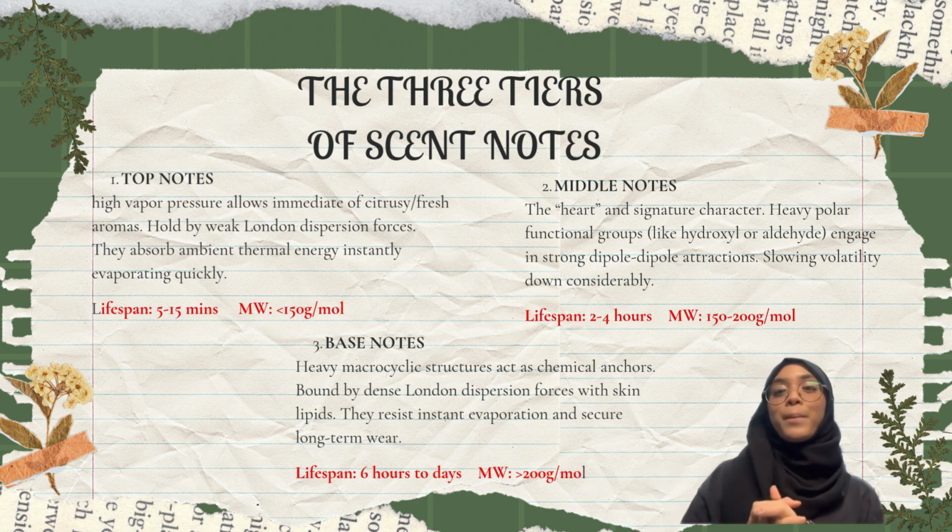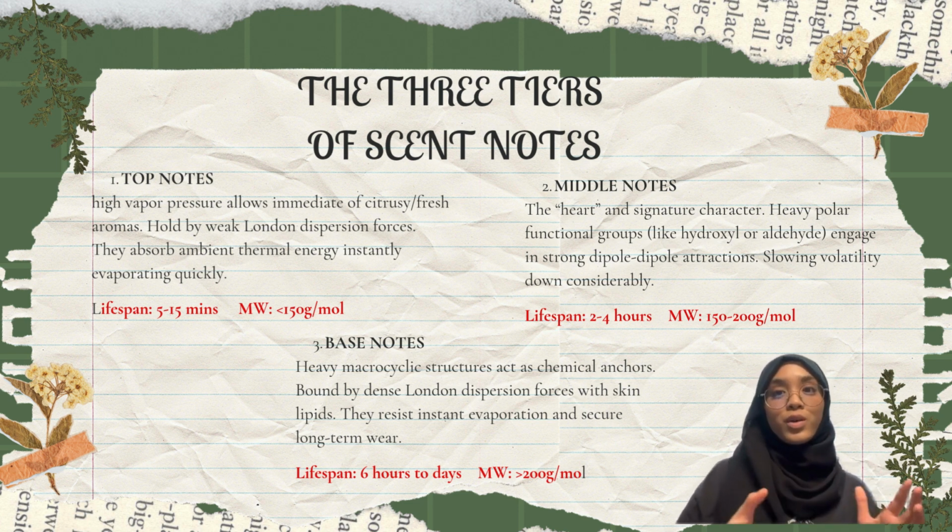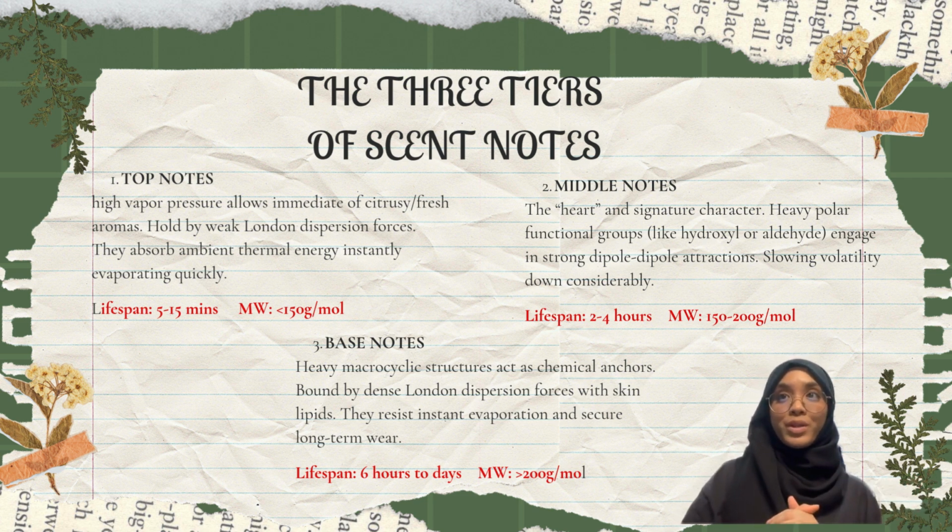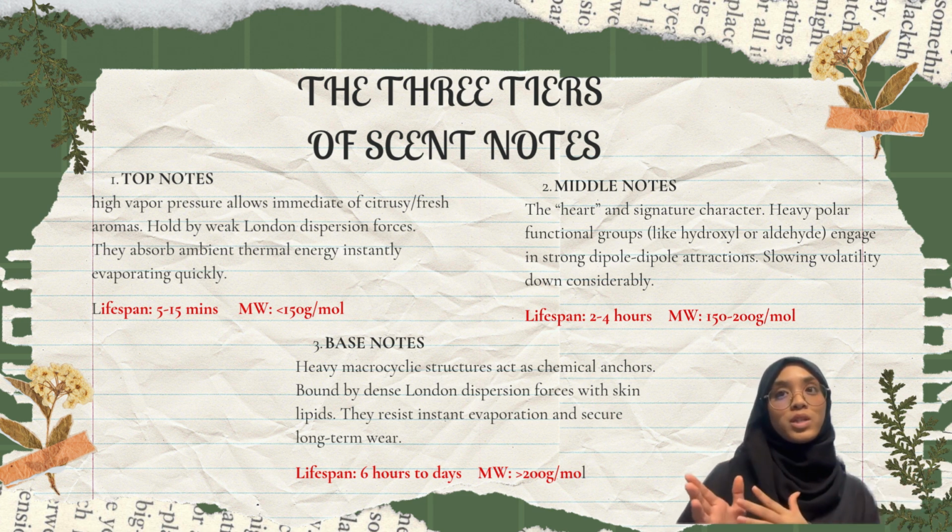Now, we talk about middle notes. As the highly volatile top notes fully dissipate, the middle notes, also known as the heart or signature body of perfumes, begin to emerge. These are typically floral, fruit or spice aromatics, like geraniol from roses or eugenol from clove. Physically, heart note molecules possess moderate molecular weights ranging between 150 and 200 grams per mole, giving them intermediate volatility.